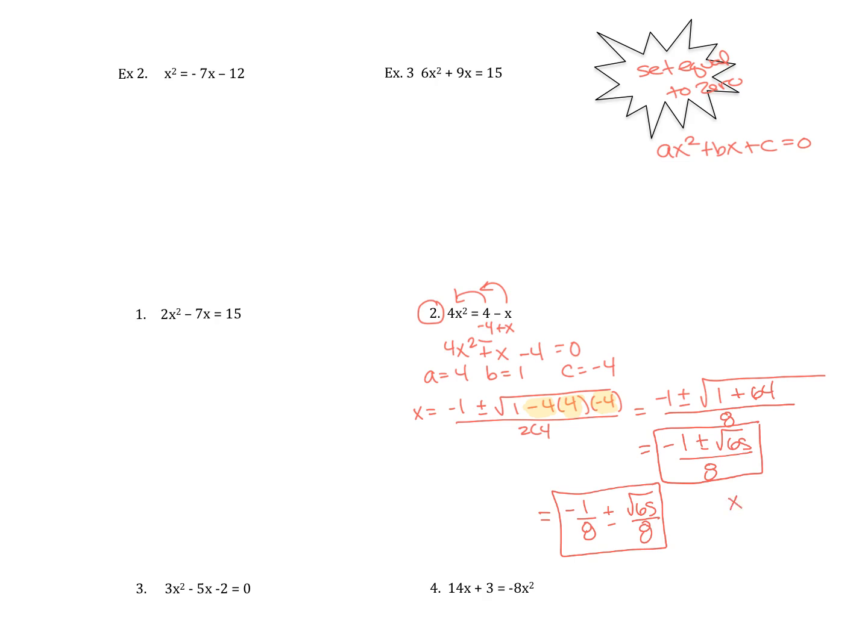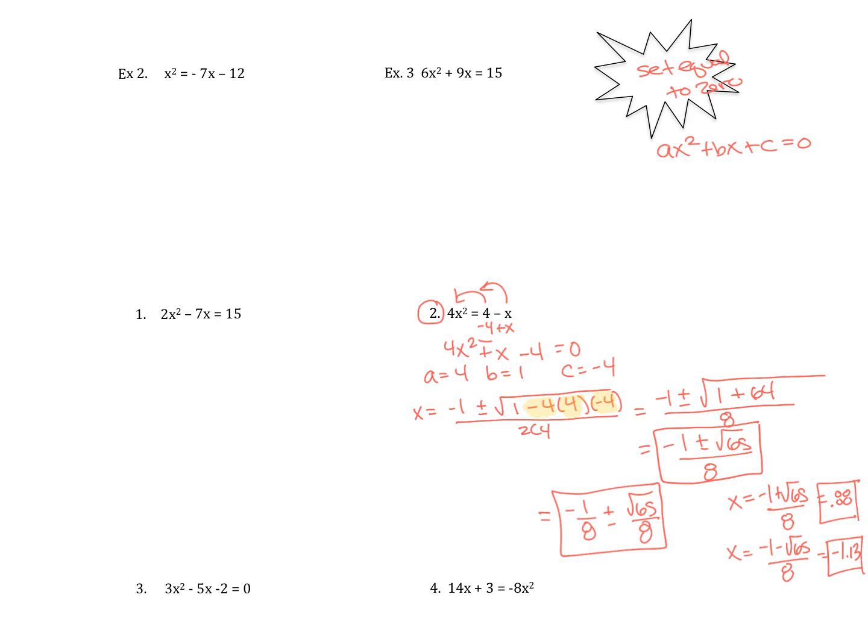So I could do negative 1 plus the square root of 65 on my calculator divided by 8. And I can do x equals negative 1 minus the square root of 65 divided by 8 on my calculator. So I would get 0.88 as one of my answers, and I would get negative 1.13 as my other answer. All of these are an okay way to leave our answers for this problem. Let's look at one more.